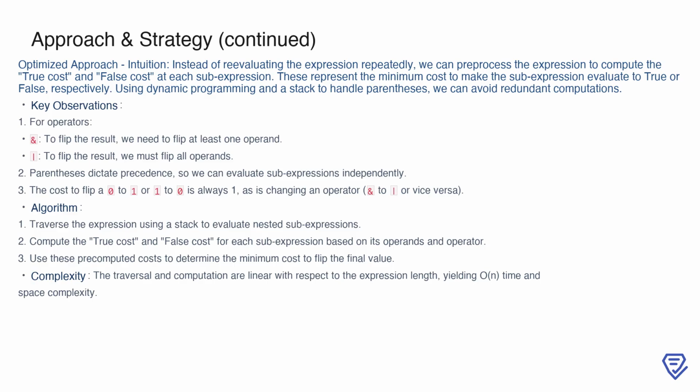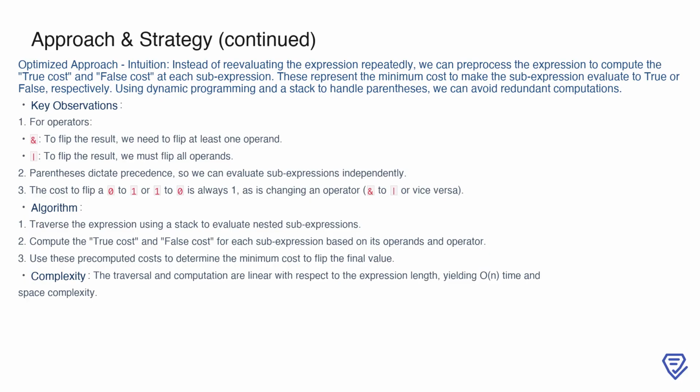Now, a more efficient way to solve this problem is through an optimized approach that avoids redundant computations. Instead of re-evaluating the entire expression repeatedly, we pre-process it to compute two key costs for each sub-expression, the true cost and the false cost. These represent the minimum cost required to make the sub-expression evaluate to true or false, respectively. To achieve this, we use dynamic programming combined with a stack to handle operator precedence and parentheses.